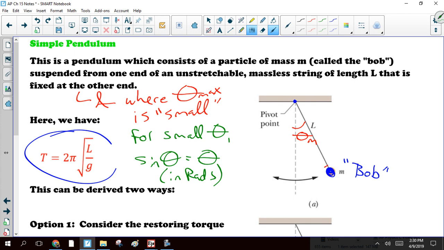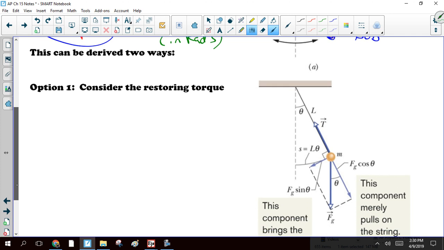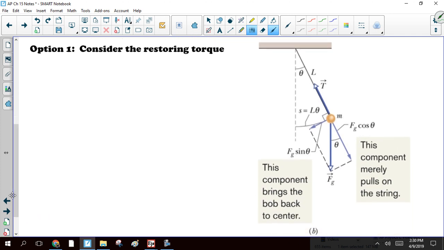So how do we get this equation? One way to do it is by considering the restoring torque. So here's our pendulum, right? It's got this angle theta over here. And the idea is it's this force of gravity here which produces the restoring torque, right? So our restoring torque is the torque from gravity, and that torque is F times d times the sine of theta, right?